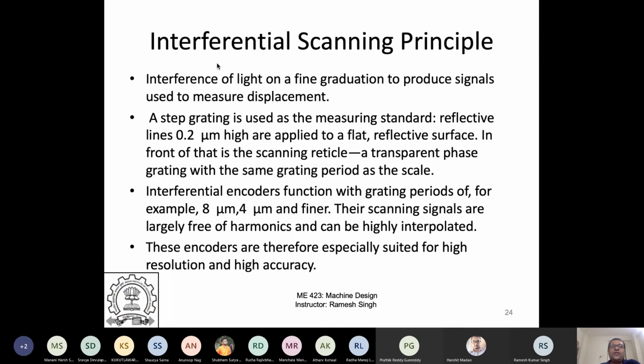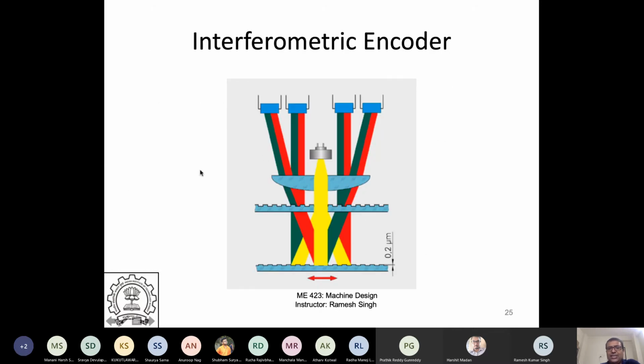And there is the interferential scanning probe. This is done when you have a very small grating. You require very small resolutions. So basically in this, what you do is you do something like this.